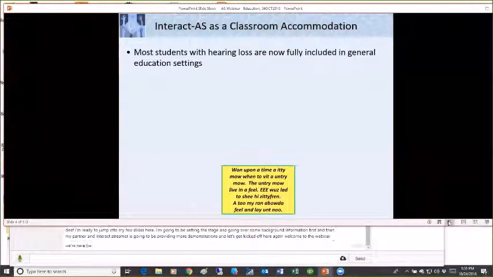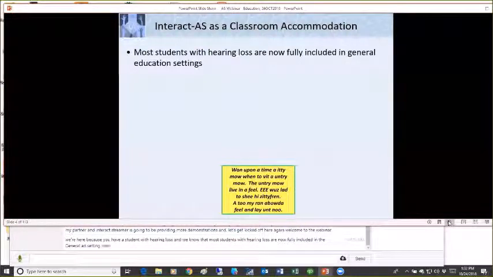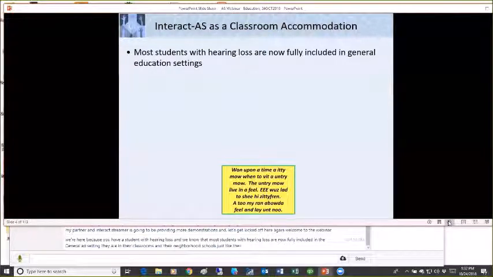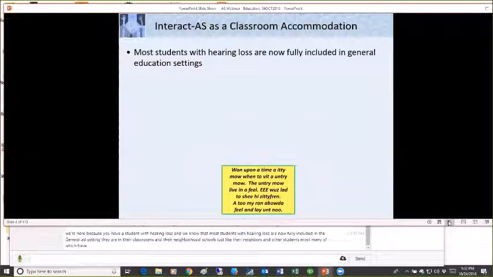We're here because you have a student with hearing loss, and we know that most students with hearing loss are now fully included in the general ed setting. They are in their classrooms, in their neighborhood schools, just like their neighbors and other students, many of which have some special needs.